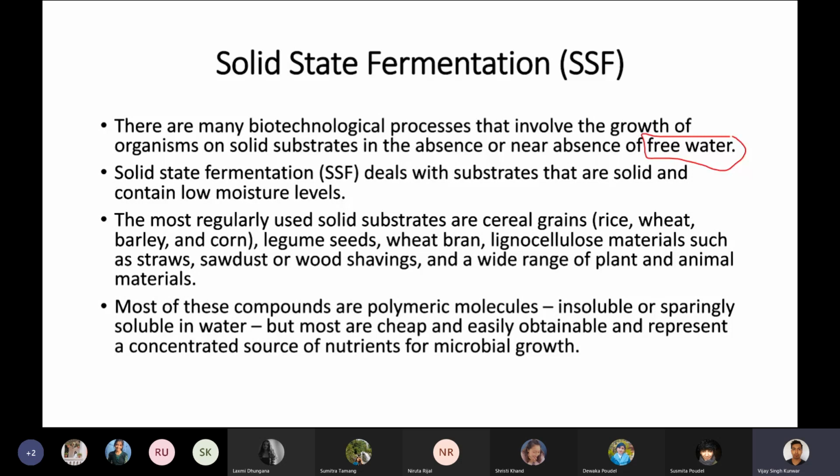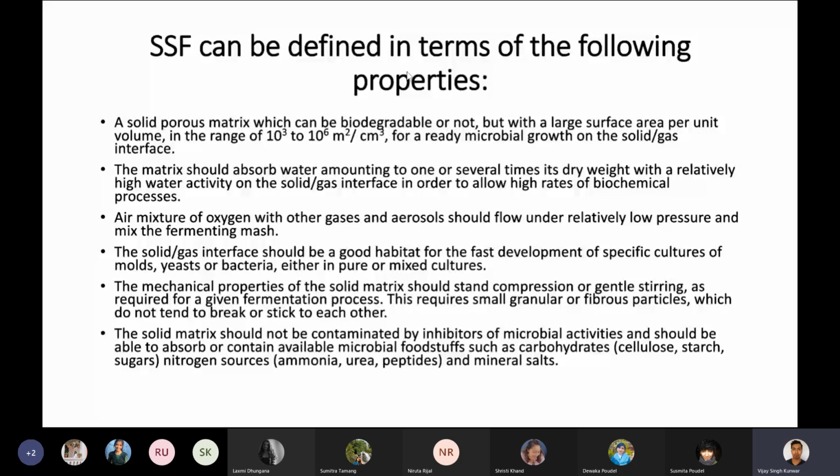So solid state fermentation can be defined in terms of the following properties, right? What are the different properties solid state fermentation defined गर्नको लागि? So porous matrix, porous matrix can be biodegradable or not, but the large surface area per unit volume in the range of 10 to the power 3 to 10 to the power 6 meter square per centimeter cube for a ready microbial growth on the solid gas interface. So there can be this porous solid material. It has to be porous, right? So that there is this large surface area, right? Compared to volume, there has to be large surface area so that there is large space for oxygen exchange गर्नको लागि, carbon dioxide exchange गर्नको लागि चाहिँ there should be a large surface area compared to its volume.